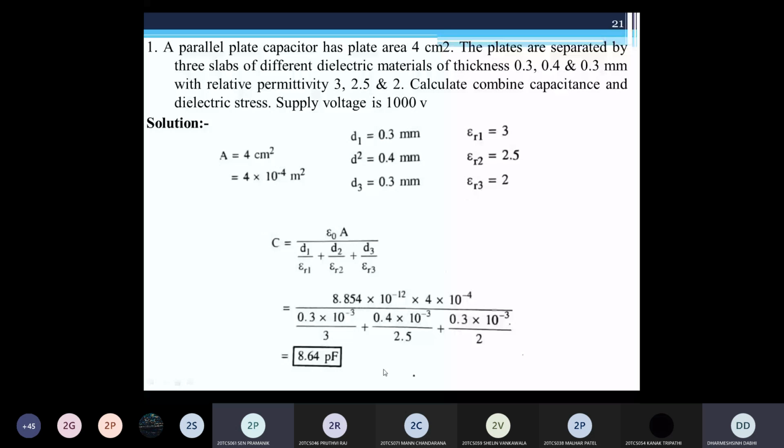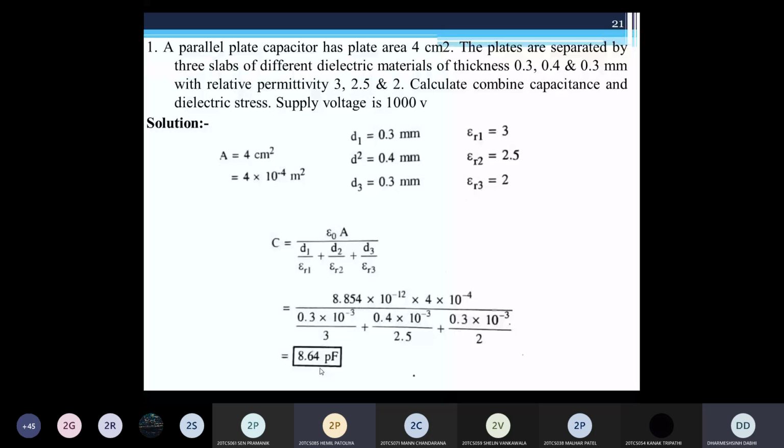We can take up to three digits or up to 2 digits or 1 digit is fine. Means the epsilon naught after the dot, you can take up to 3 digits, 8.854. And convert this distance into meter. So it is 0.3 millimeter. Convert into meter, 0.3 into 10 raised to minus 3. Same way 0.4 into 10 raised to minus 3. Same way 0.3 into 10 raised to minus 3. So answer is 8.64 into 10 raised to minus 12 farad. Minus 12 means it is a picofarad. So answer is 8.64 picofarad.